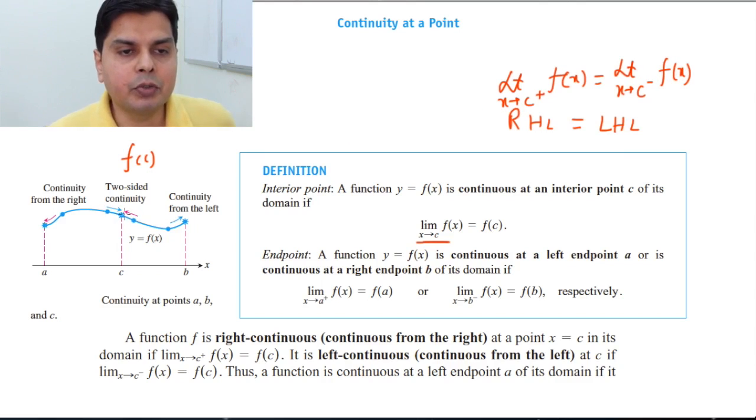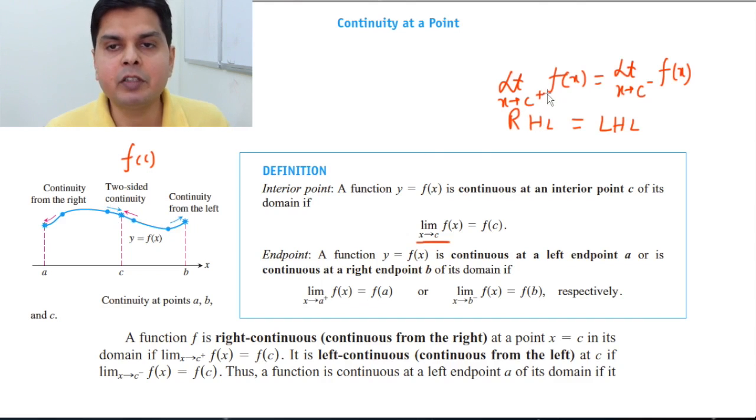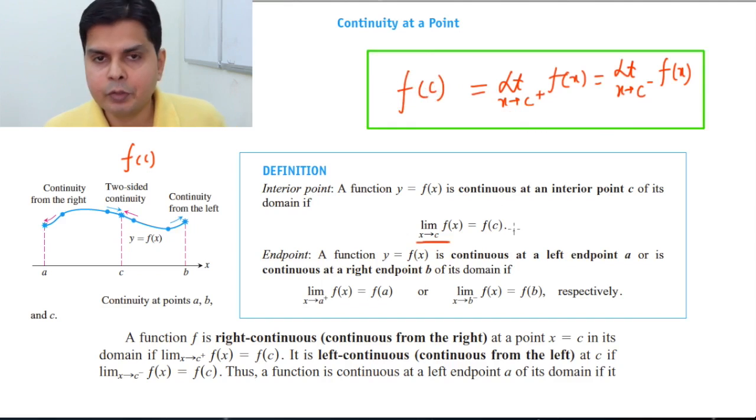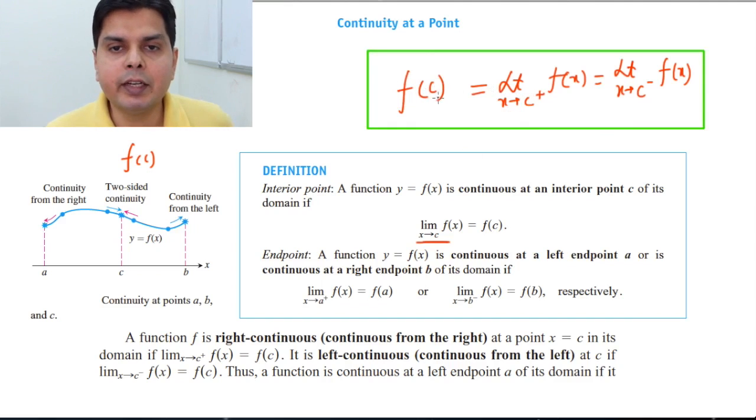In this case also you see the red arrow shows the right hand limit, and the blue arrow shows the left hand limit, so these two limits have to be equal. The third condition is that these two limits have to be equal to the value of the function at that point, that is f(c). So when f(c), the right hand limit and the left hand limit at that point c are all equal, then we say that the function is continuous at that interior point c.